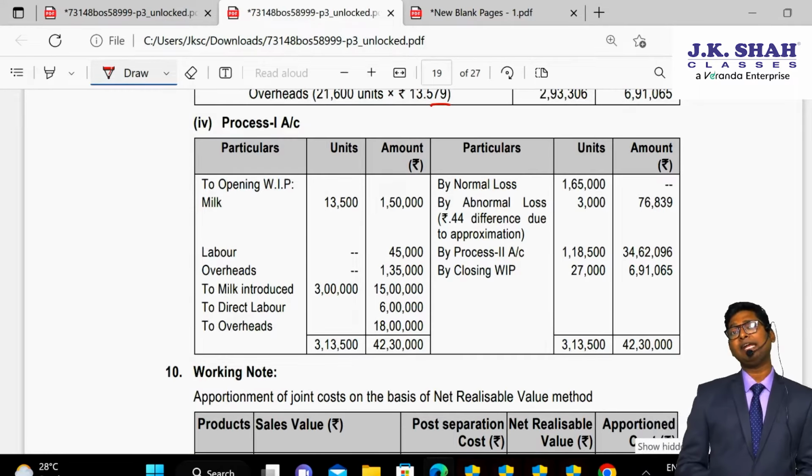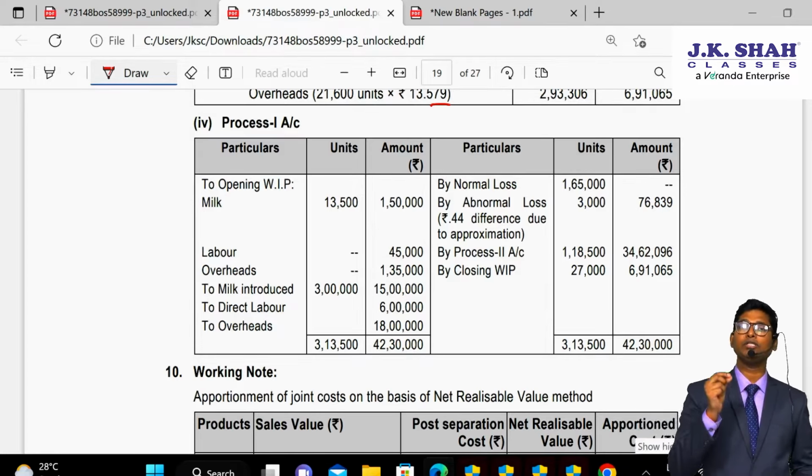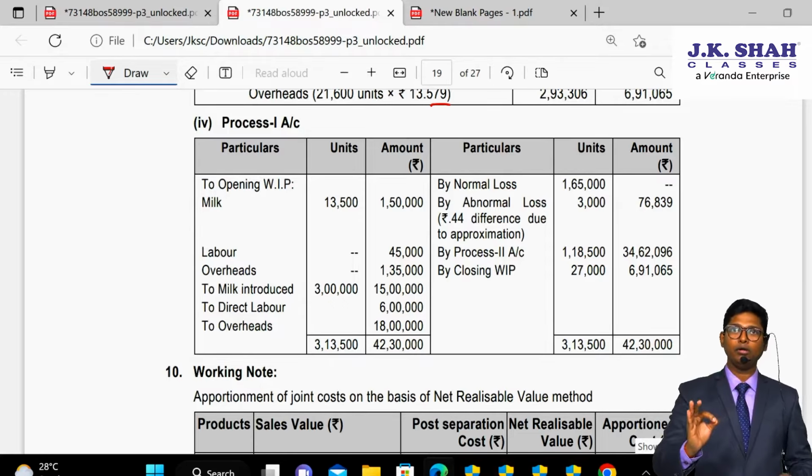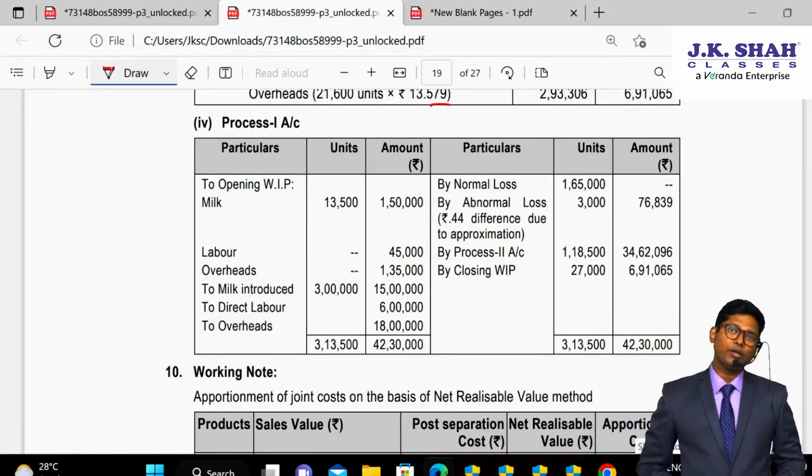Fractional differences are expected. Even if there are differences in combination also, you will be getting marks. Single digit difference is allowed. I repeat, single digit difference is allowed. Be relaxed and solve. Any order valuation you can do, you can use.